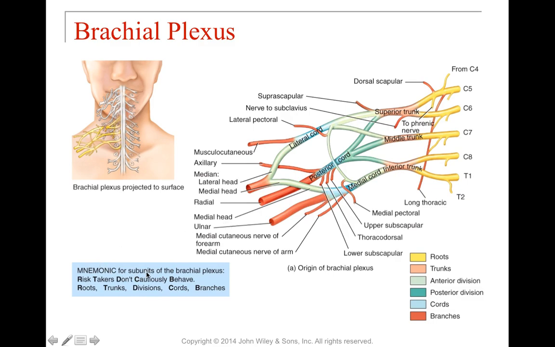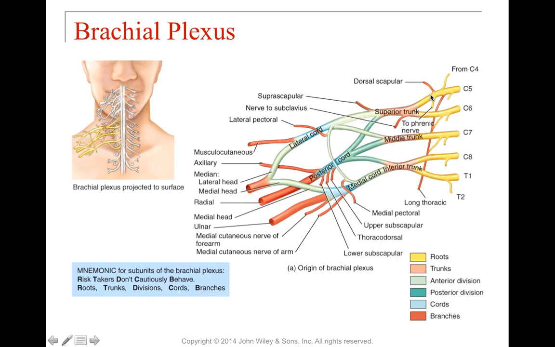So a mnemonic for the way that they branch off here of the brachial plexus will be: risk takers don't cautiously behave. Risk takers, right? Roots, trunks, divisions, cords, and branches, and that's risk takers don't cautiously behave. We have the anterior and posterior divisions that are going to be just coming off of the trunk.